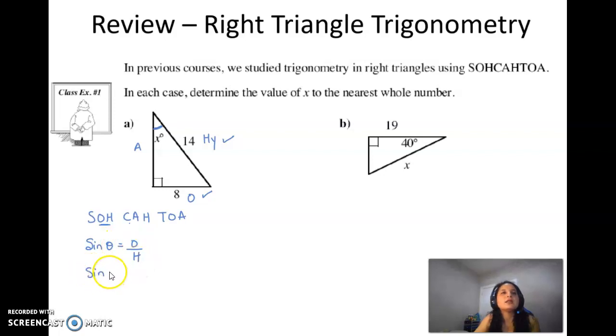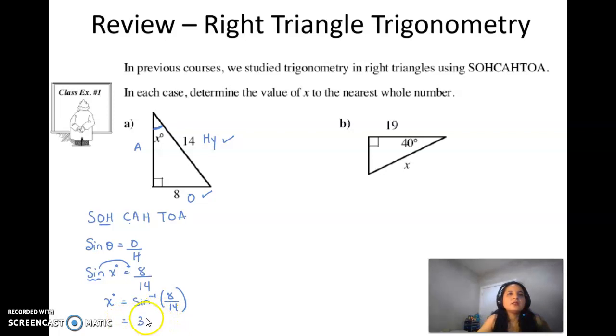This time sine of x is opposite over hypotenuse, so it's 8 over 14. And if we're going to look for the angle, we have to get rid of this sine. So it goes to the other side and it becomes anti-sine. And when we input this on our calculator, it comes out to be 35 degrees.